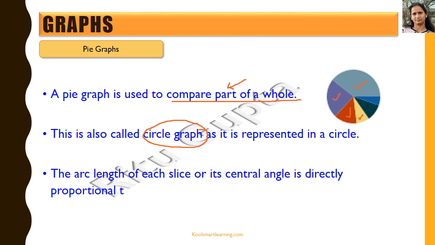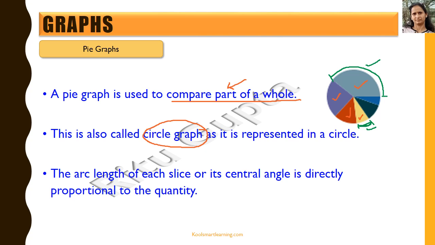Now the arc length of each slice or its central angle is directly proportional to the quantity. So if you look at the yellow section, this is the arc length of the yellow part. So this will be directly proportional to the quantity, to the part of the whole. If we look at this light blue, we see that the arc length is much more than the arc length of the yellow one. So that indicates that this is a bigger part of the whole as compared to the yellow.